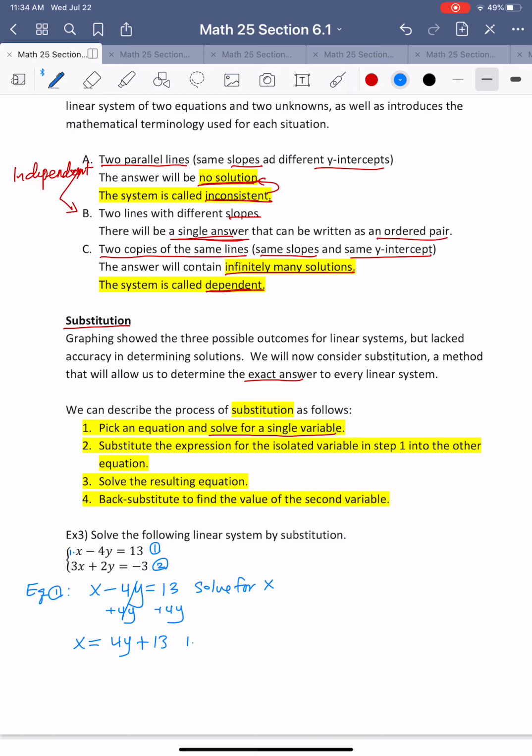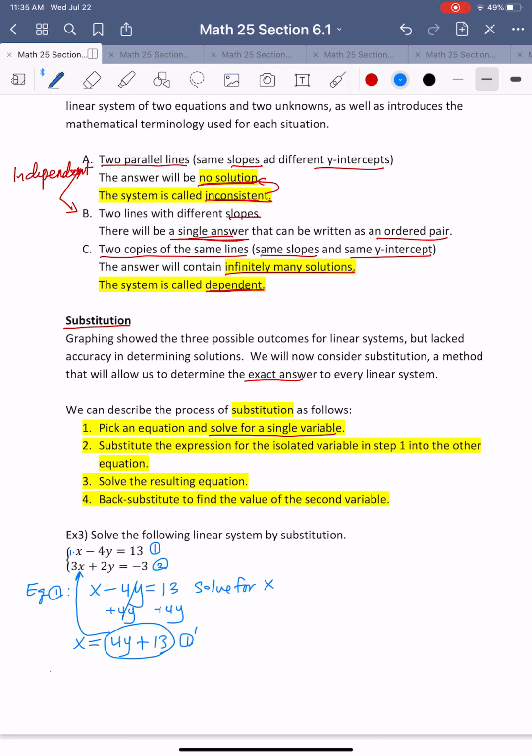Now I'm going to call this equation 1 prime, because later on when I'm looking for the x value, I want to call it the 1 prime equation, not 1. Because the labeling is kind of the name of the equation, okay? So now I'm going to substitute 4y plus 13 into the other equation, which is right here.